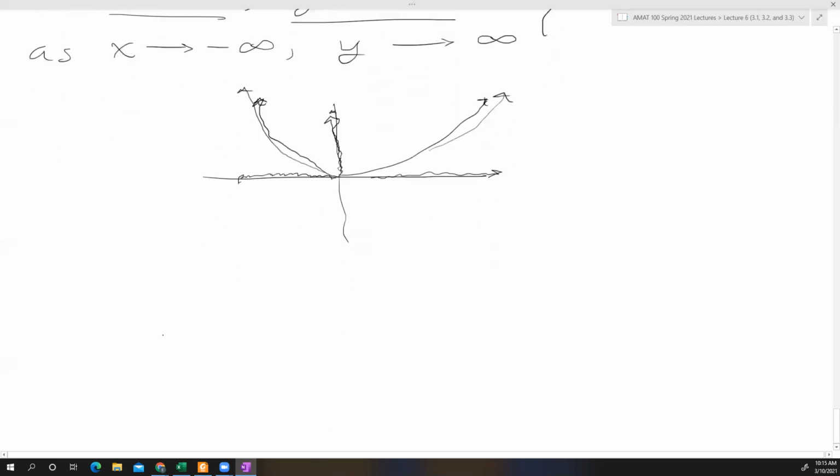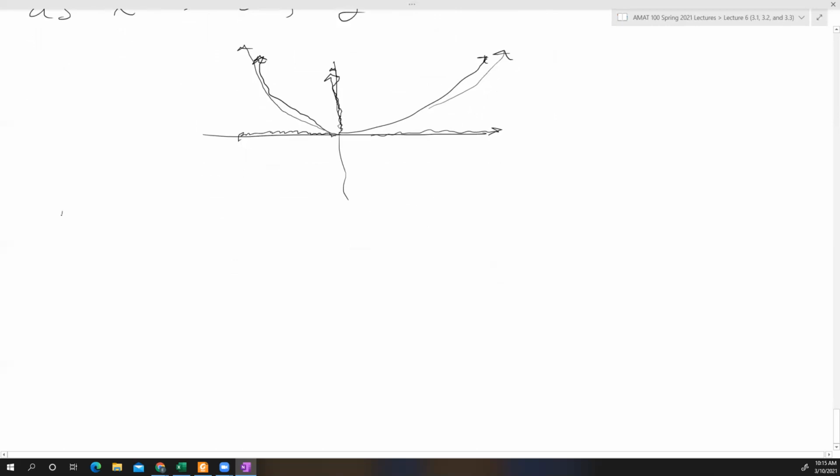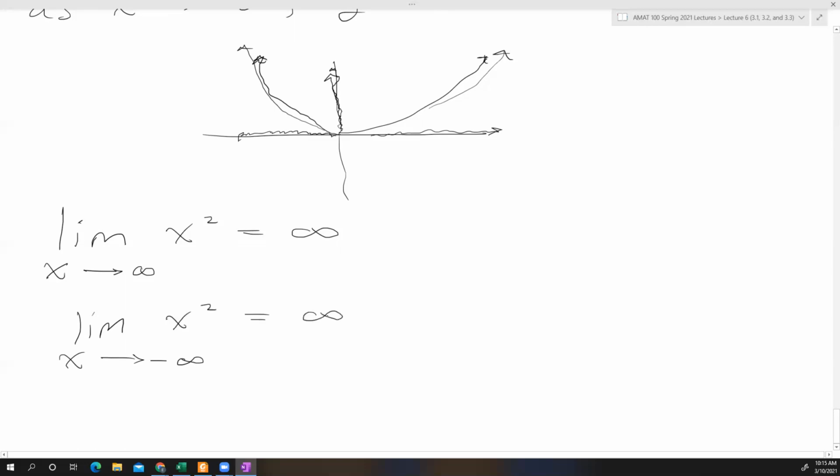So we can express that more concisely with the following notation. We're taking the limit as x goes to infinity of x squared, and we're saying that's infinity. So as x approaches infinity, x squared approaches infinity also. And the other idea can be expressed this way: as x approaches negative infinity, x squared also approaches infinity.